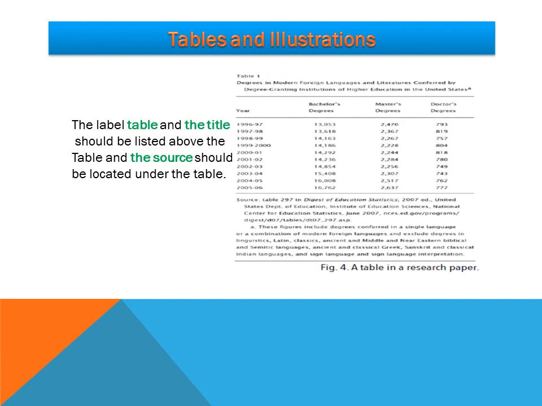For tables and illustrations, the label Table and the title should be listed above the table, and the source should be located under the table, as we see in the demonstration in Figure 4, which is entitled A Table in a Research Paper.